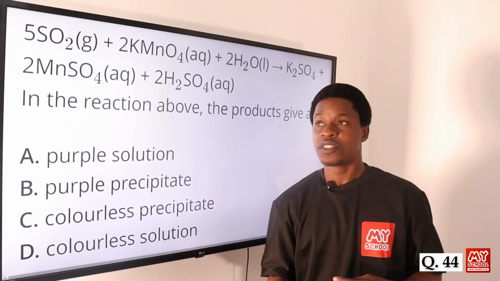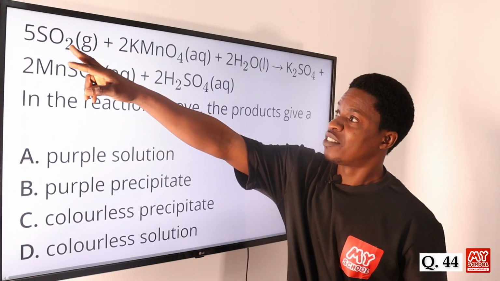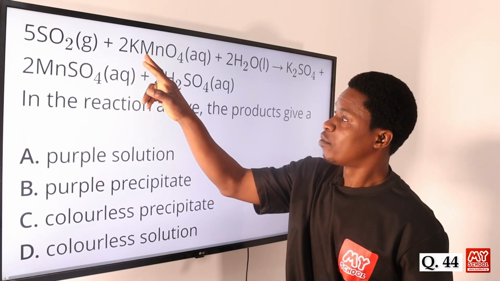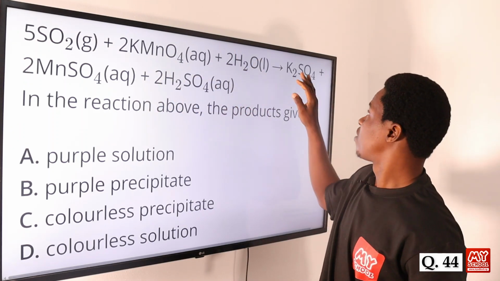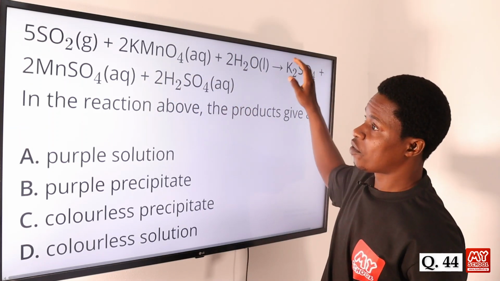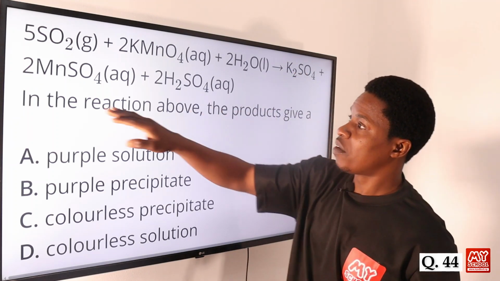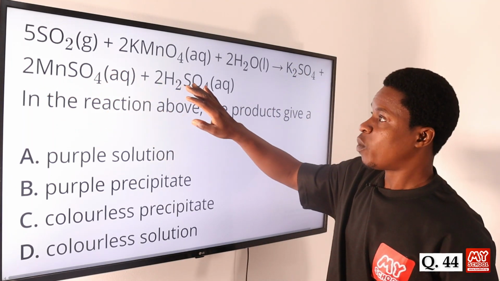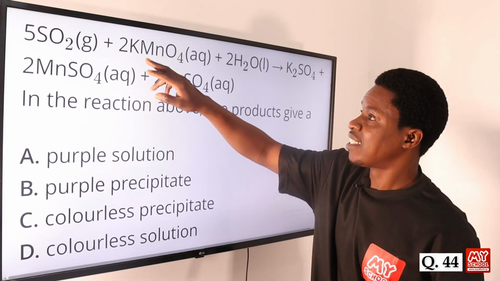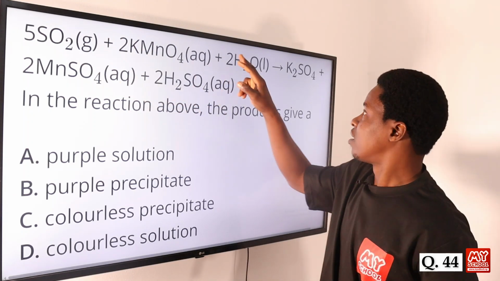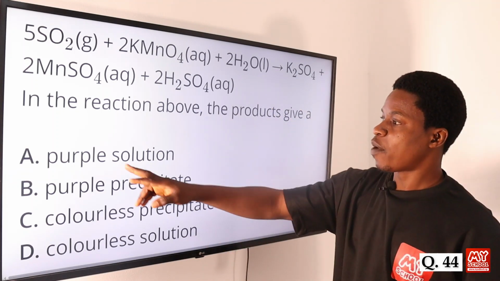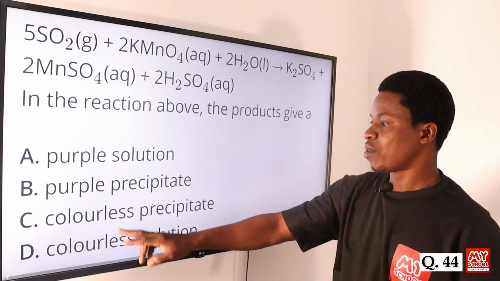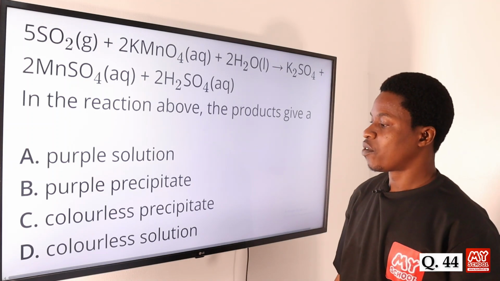Now on to question 44. Sulfur 4 oxide, potassium permanganate reacts with water eventually to form sulfate, of course, that is K2SO4, then we have MnSO4. So in other words, this reacts with this and this to give us this. So in the reaction above, the products give a what? We have purple solution, purple precipitate, colorless precipitate, colorless solution.